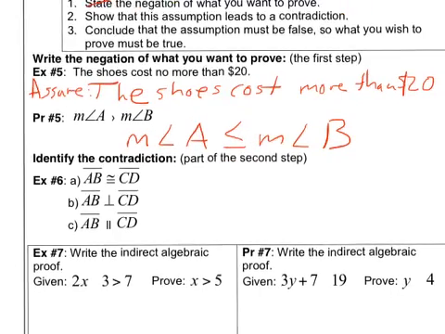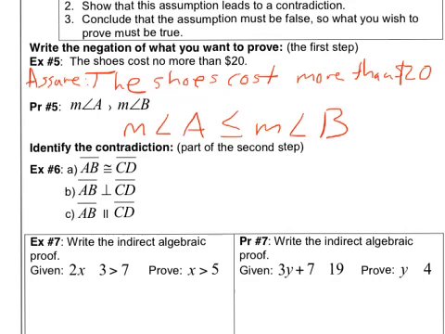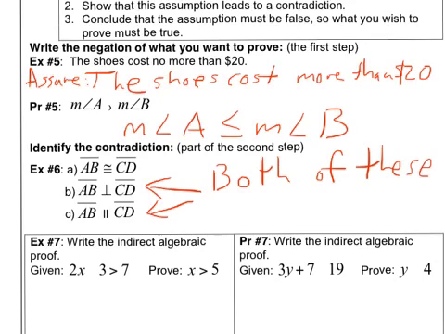All right, and then you've got to find the contradiction. So take a look at example number 6, see if you can figure out where the contradiction is. Well, hopefully you saw that both of these two cannot be true. Right? Because two lines cannot be perpendicular to each other and parallel to each other at the same time. That doesn't make any sense.